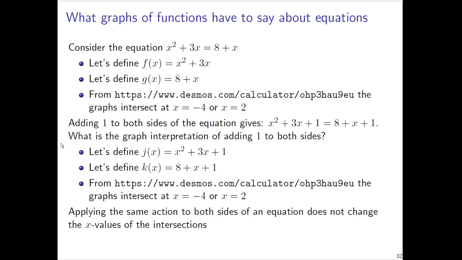If you, in fact, go through the process of solving x squared plus 3x equals 8 plus x, you'll find that there are two solutions, and those two solutions will be x equals -4 or x equals 2.